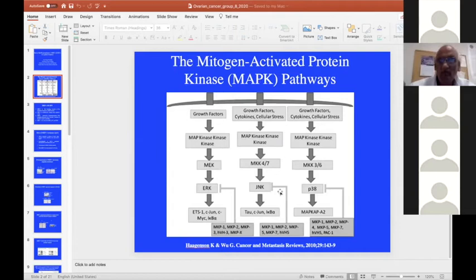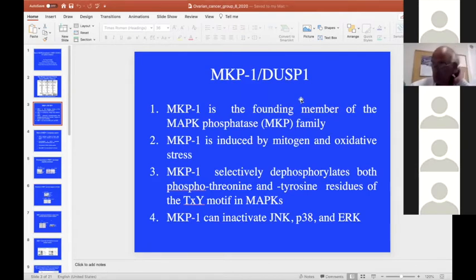So in cells, there are regulatory proteins called the MAP kinase phosphatases. These family members can remove phosphate groups from ERK, JNK and P38, because phosphorylation is critical for the activation of MAP kinase. Therefore, when phosphate groups are removed from MAP kinase, it is inactivated. There are 11 members of the MAP kinase phosphatase family. MKP1, or DUSP1, is the founding member of the family.